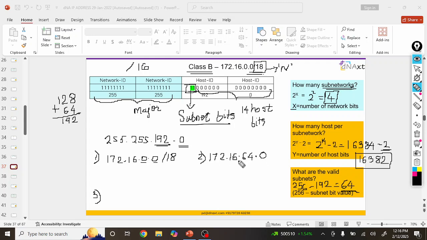The second is 172.16.64.0. I'm repeating, we are making an increment of 64. Why 64? Because we got it from the formula that we subtract the subnet bit value from 256 to get the increment, and that increment we are writing in the third octet, as we have borrowed the bits from the third octet. Okay, is this clear?